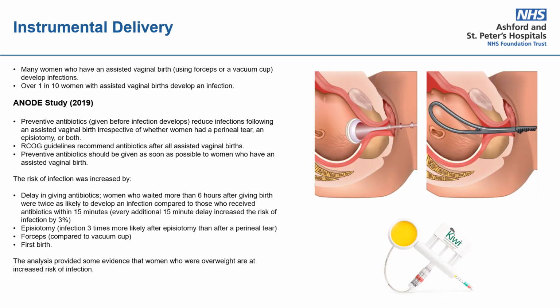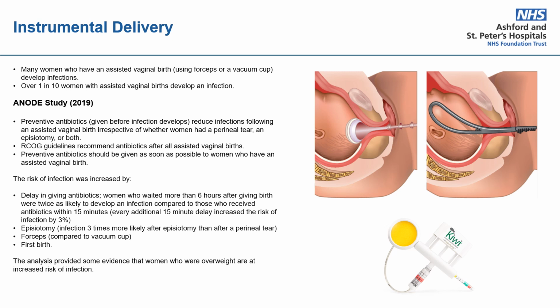In the next few slides, we will go through specific scenarios and considerations for prescribing. I would like to start with instrumental delivery first. Many women who have an assisted vaginal birth, either with a forceps or a vacuum cup, develop infections. In fact, over 1 in 10 women with assisted vaginal births develop an infection. So who needs antibiotics after an assisted vaginal birth?